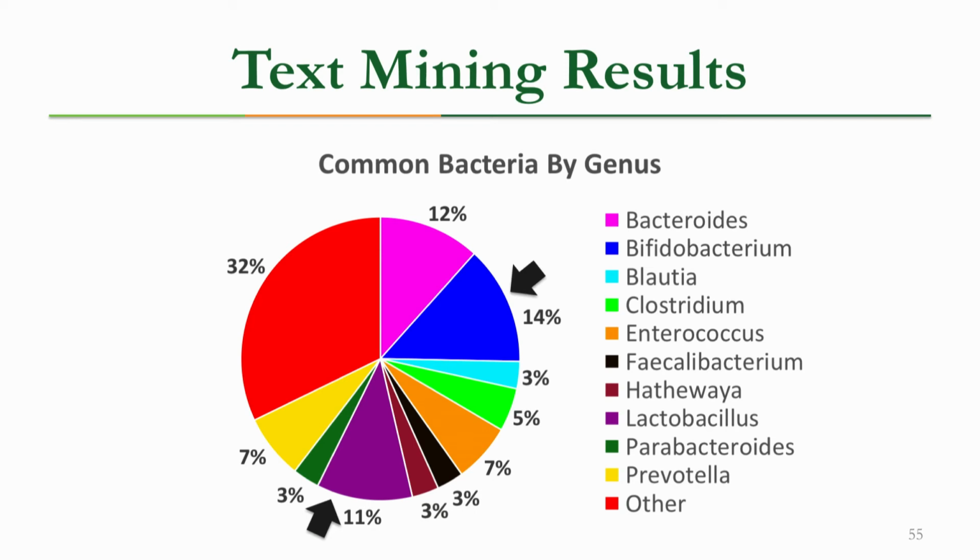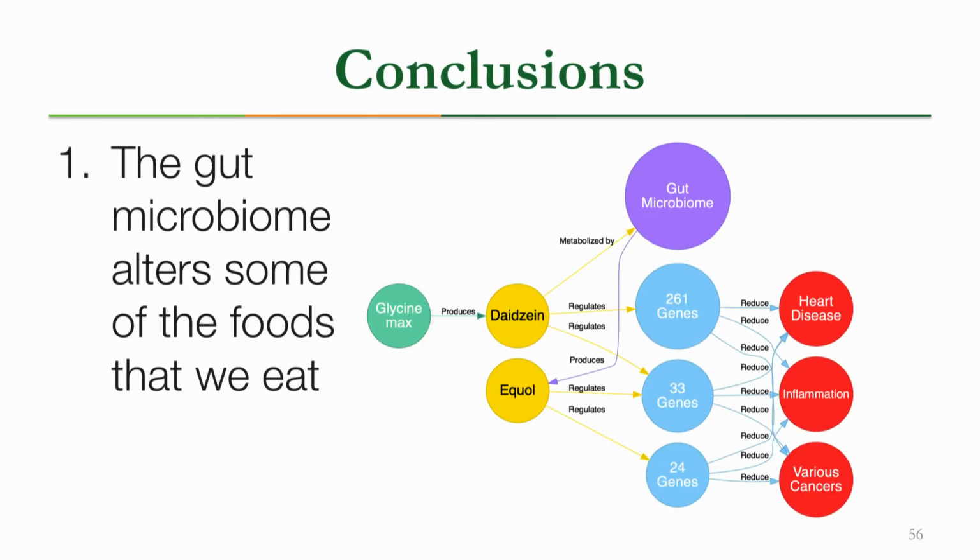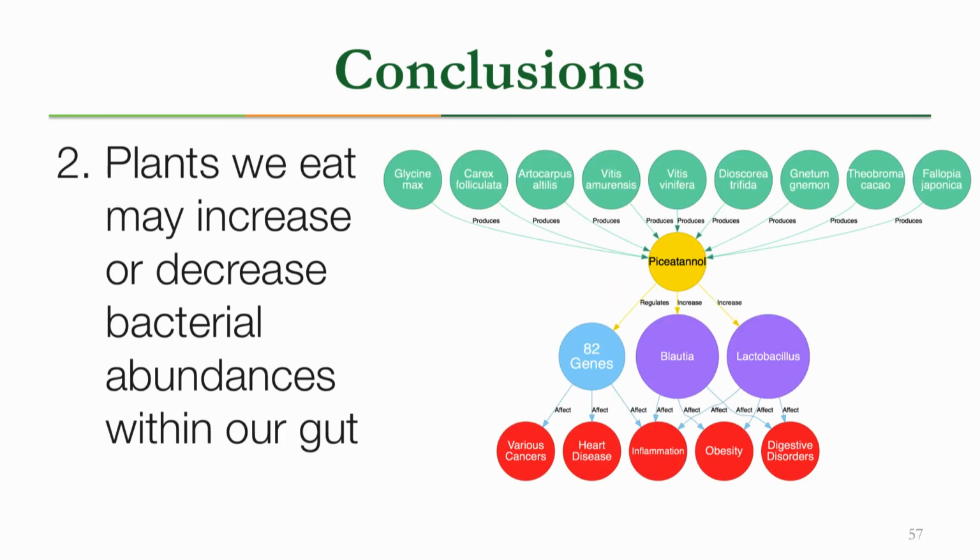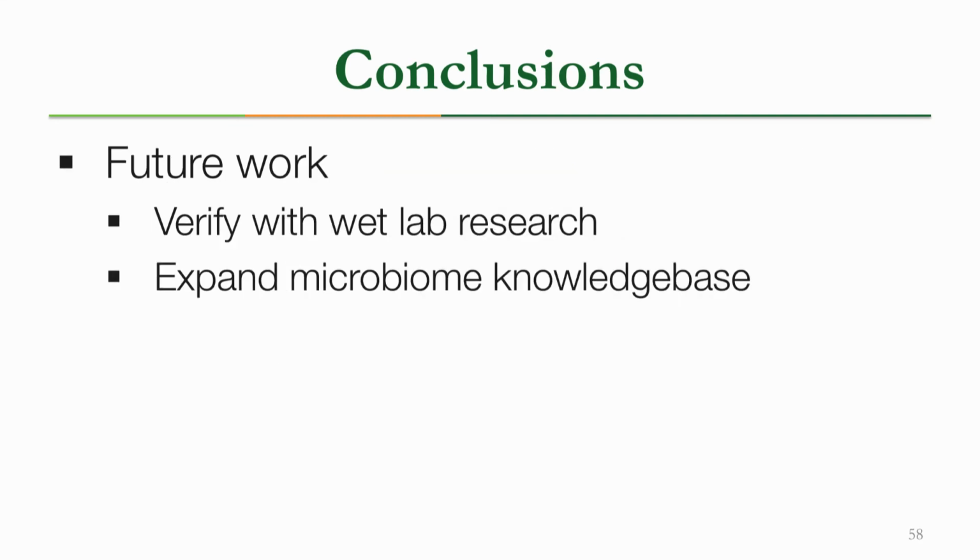And to sum up, we see the gut microbiome can alter the chemicals that we eat, like we saw with daidzein and equol, and we see that the chemicals that we eat can change the bacterial abundance in our gut. For future work, we're putting puzzle pieces together from other people's research. So stuff like this would need to be verified through wet lab research from start to end. And then we also need to automate this process because right now we're doing everything manually. There are always new findings coming out, and we would never be able to keep up if we had to do this on our own.